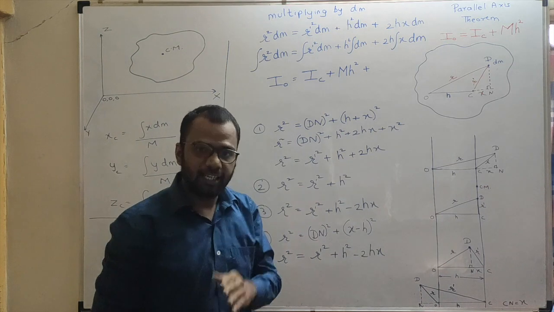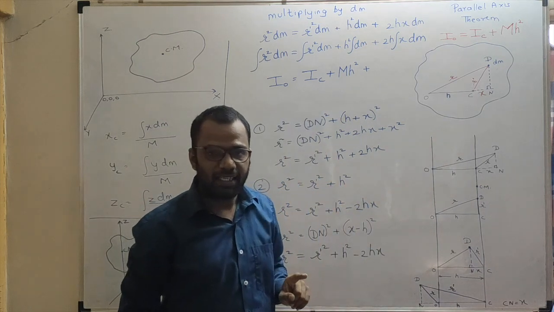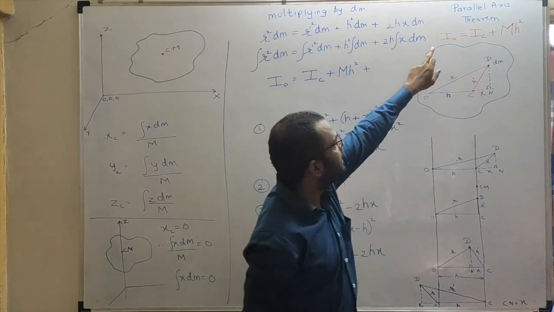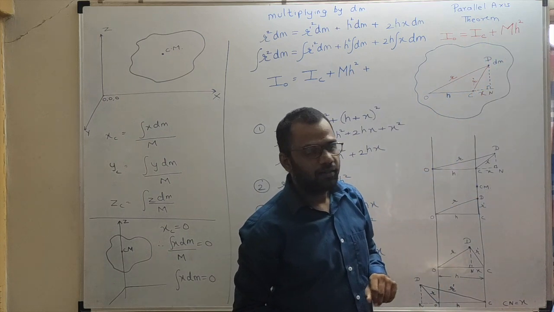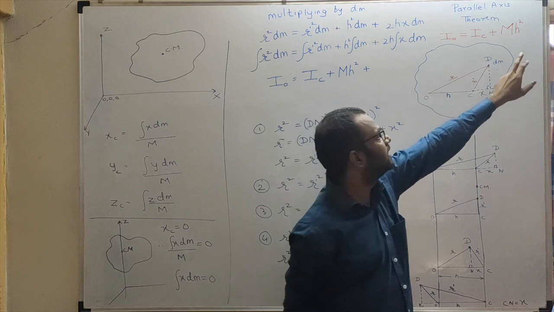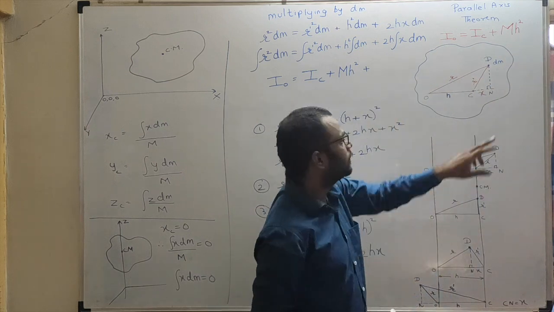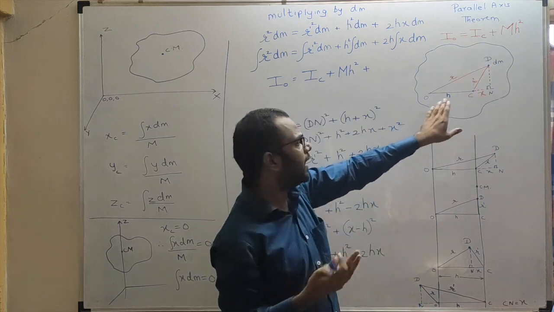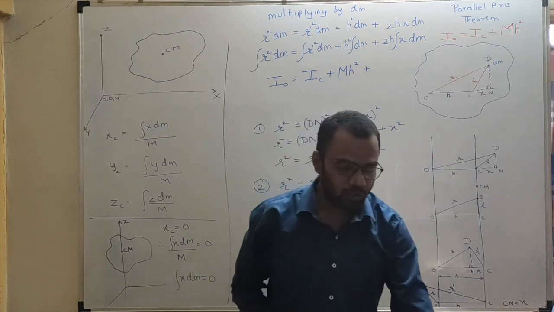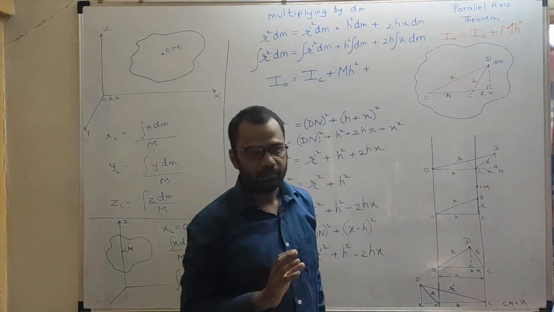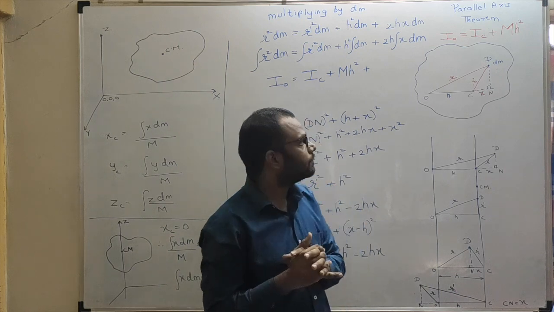Now there is a relation between IO and IC. What is that relation? IO is equal to IC plus MH square, where M is the mass of the entire body, H is the perpendicular distance between the two parallel axes, one passing through the center of mass and another passing through any other random point O. So this is nothing but the parallel axis theorem. Now let us prove this theorem.